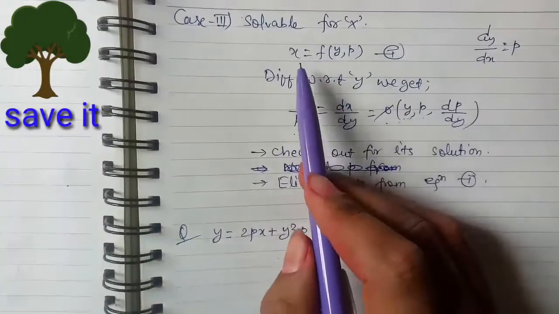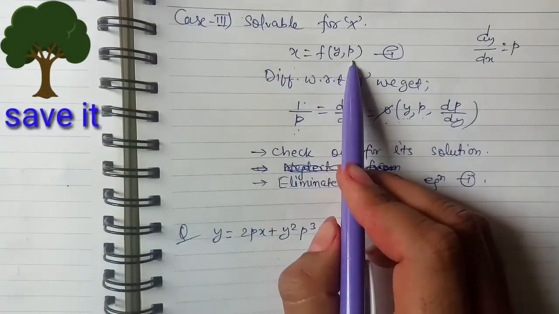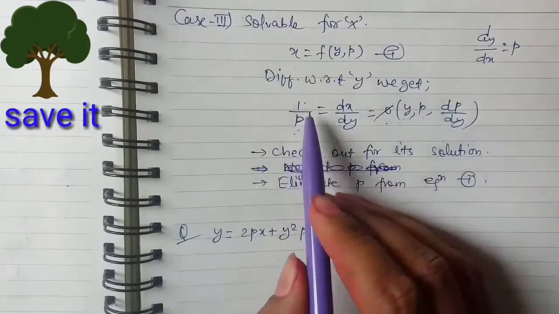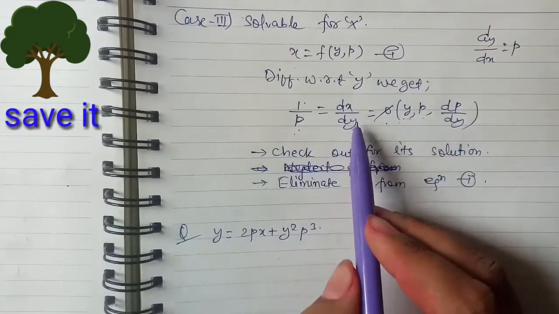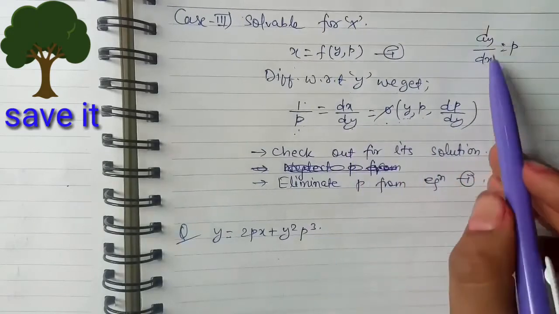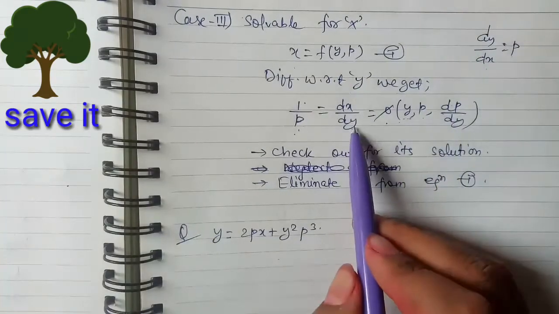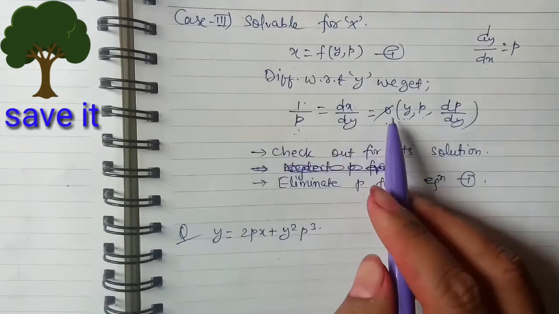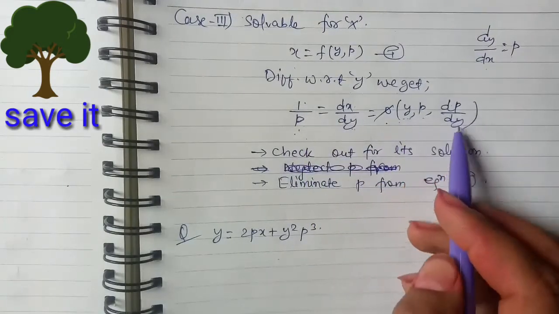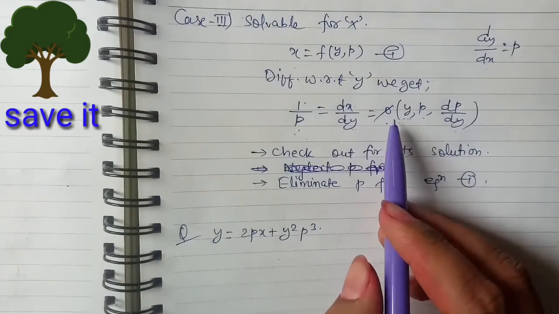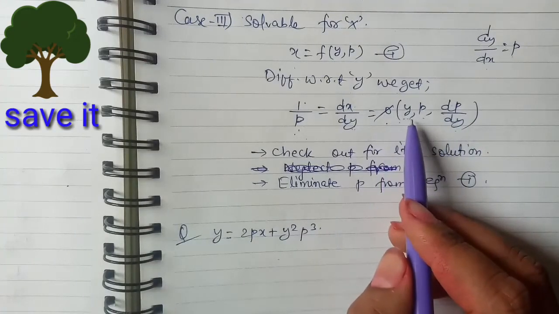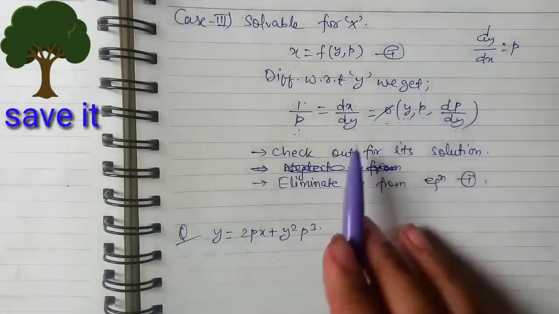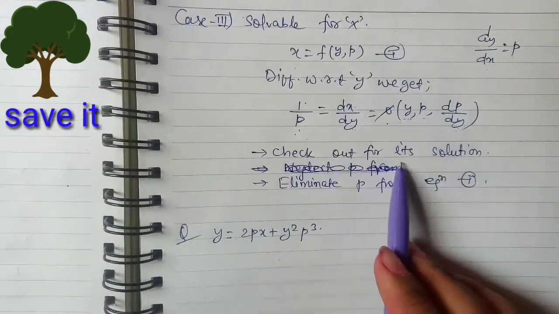Here we take x as a function of y and p and then differentiate it with respect to y. We get 1 by p dx upon dy, because we know dy by dx is p, so we are differentiating x with respect to y. So we get 1 by p is equal to phi of y, p, dp upon dy. After this we check for its solution.